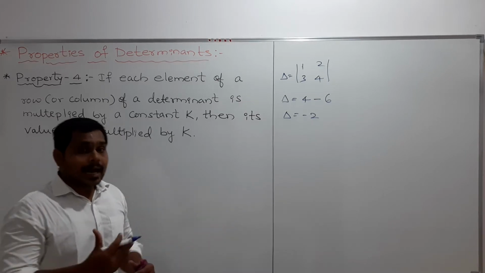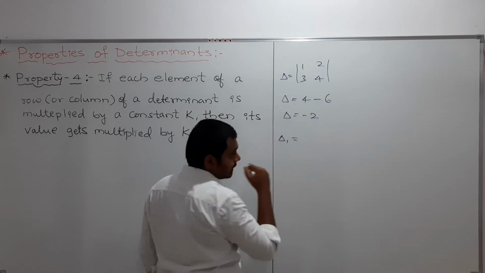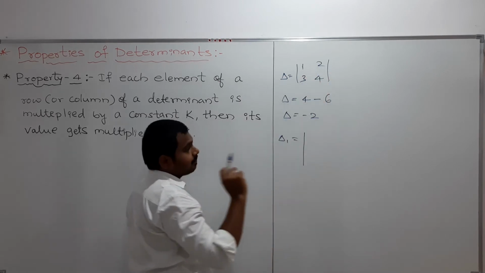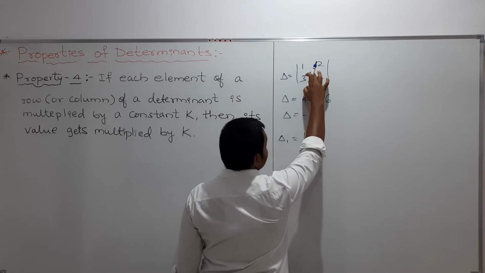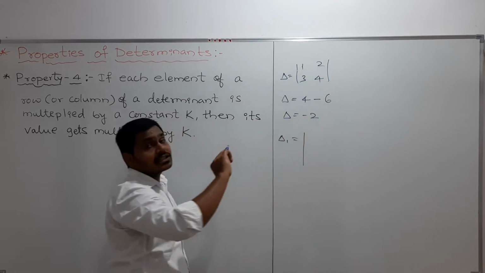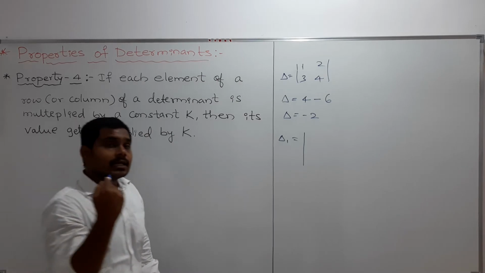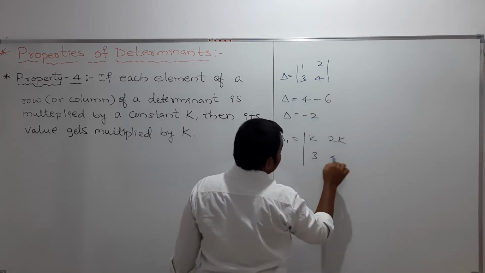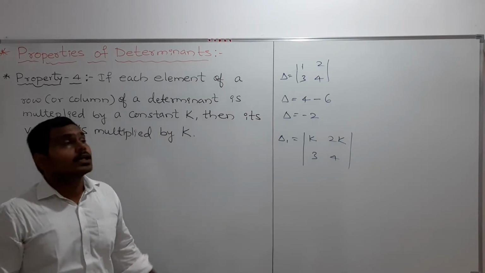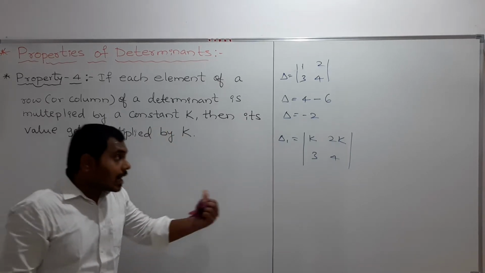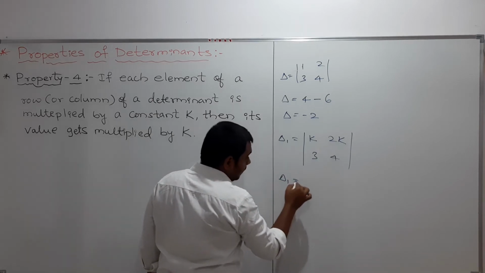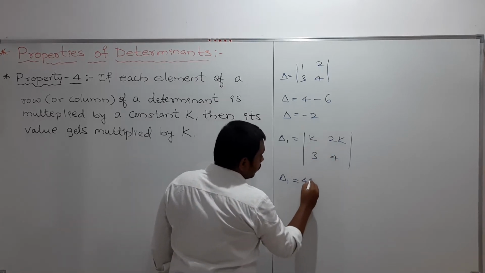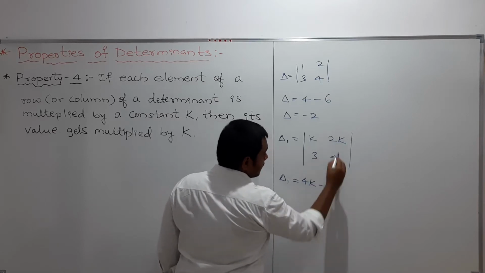Clear? Now, my dear students, I will take another determinant, delta 1. To this determinant, I multiply the first row with k, that is, each element of the first row with k. So k into 1 is k, k into 2 is 2k, and the remaining elements are the same, that is, row 2 will remain as it is. Now solve this one. 4 into k is 4k, minus 3 into 2, that is 6k.